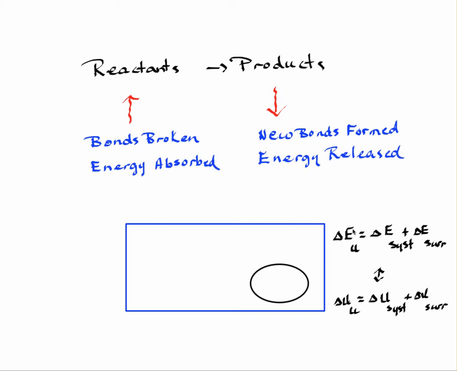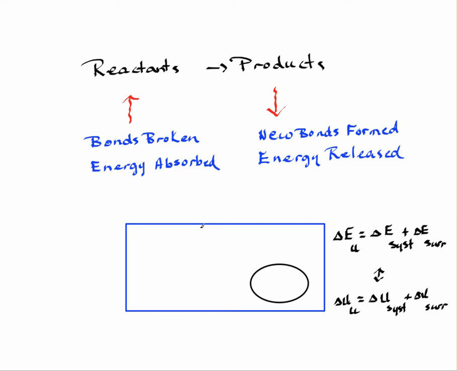But we have to understand that the total amount of energy within the system is conserved. So these two formulas are synonymous. It just simply says that the change in energy of the universe is equal to the change in energy of the system plus the change in energy of the surroundings. Well, that's really the same thing as saying that the change in internal energy of the universe is equal to the change in internal energy of the system plus the change in internal energy of the surroundings.